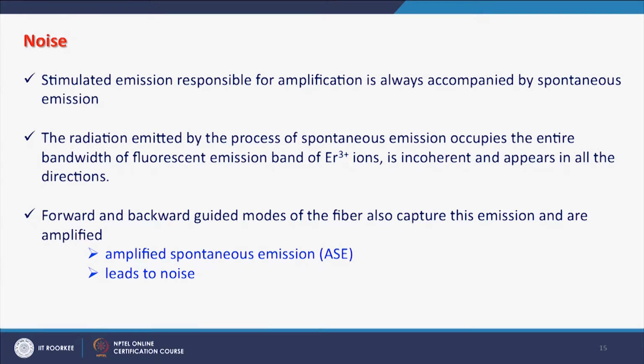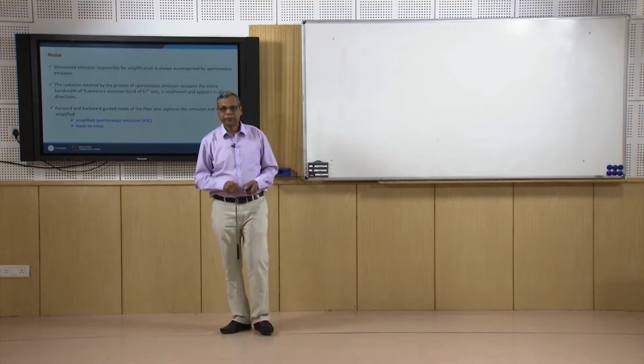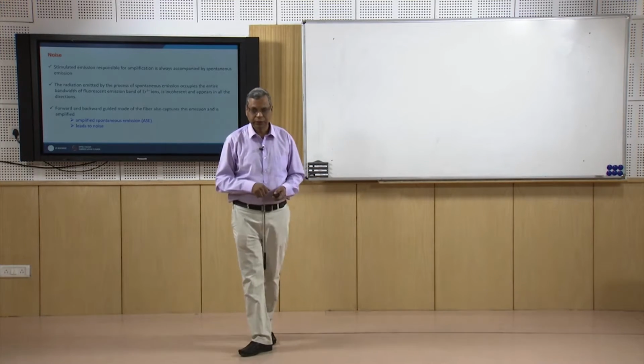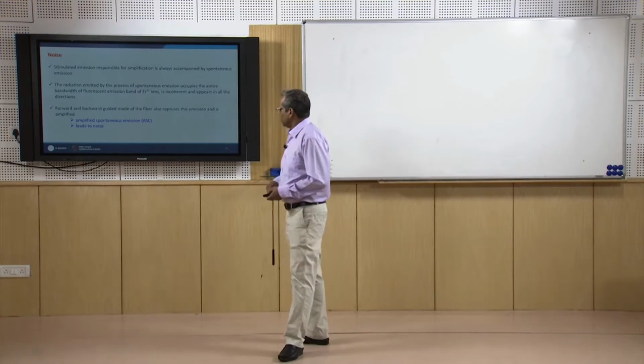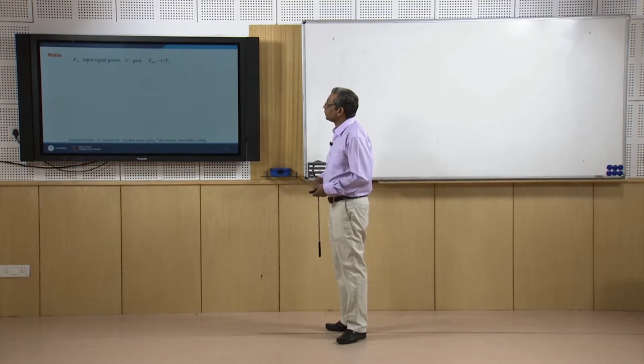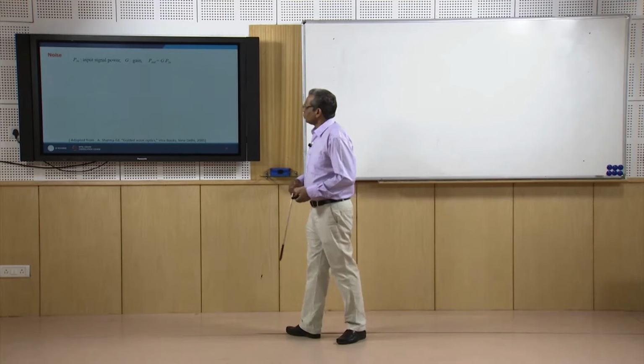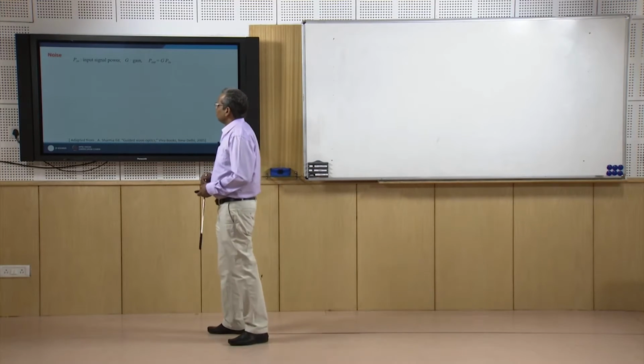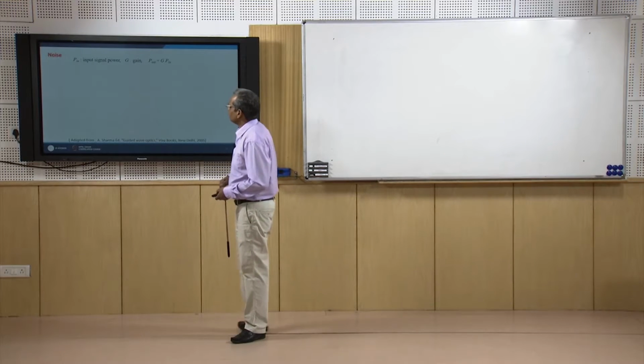Now the forward and backward guided modes of the fiber also capture this emission and they get amplified. This amplified spontaneous emission, ASE in short, leads to noise because it is incoherent and appears in all directions. So how much is the noise? We can work out the expression from this.